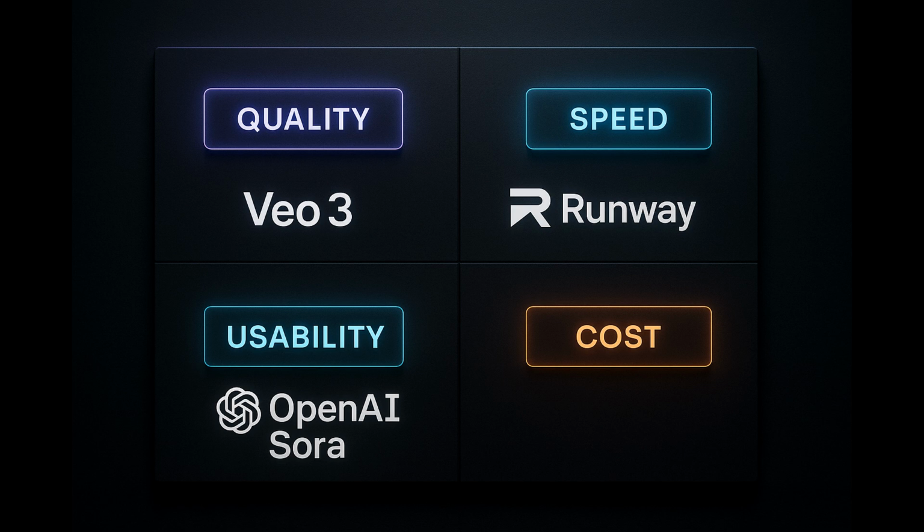Cost and value. This is where it gets complicated. Runway charges per second of generated video, which adds up fast for high-volume creators. Veo 3 pricing is still evolving, but currently offers more generation capacity for comparable spend. Sora remains limited to ChatGPT Plus subscribers, with usage caps that make it impractical for production work.